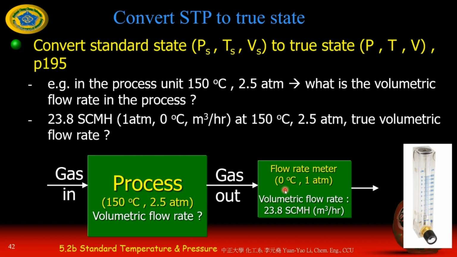That's what we need to know. So the important thing is we need to know the mass flow rate. What's the mass flow rate here? And we can convert this to the mass flow rate in this place. So let's do the calculation first here. So 23.8 at 1 atm, 0 Celsius, and at 100 Celsius and 150 Celsius and 2.5 atm, the true volumetric flow rate is what? This is the true volumetric flow rate.